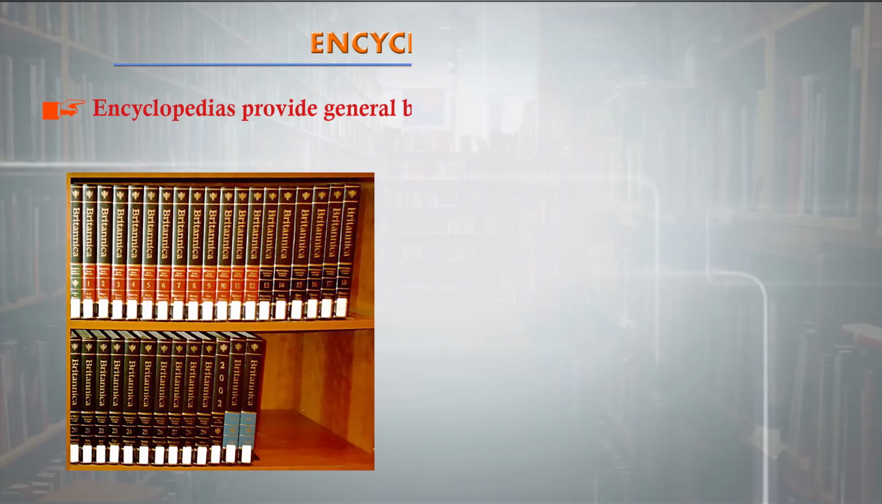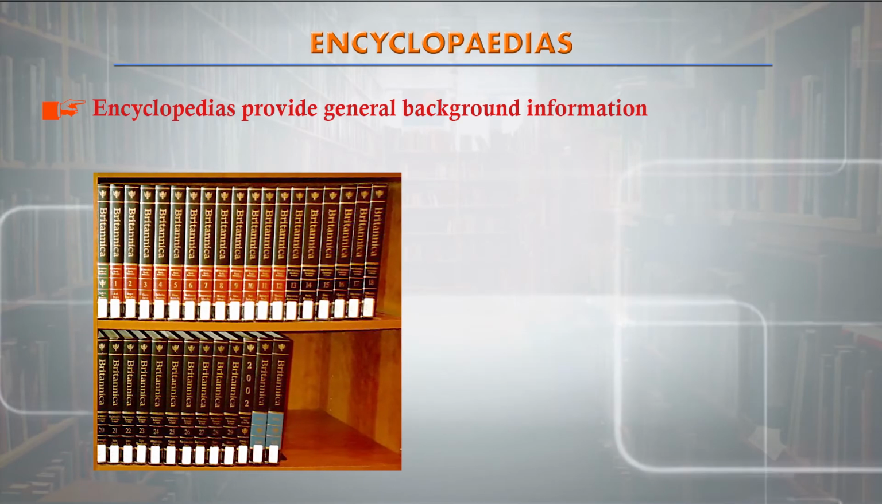The dictionaries which include the technical terms of any specific subject are known as glossaries, like glossary of library and information science. So, this is a dictionary, but it contains the terms of library and information science. After dictionaries come encyclopedias.